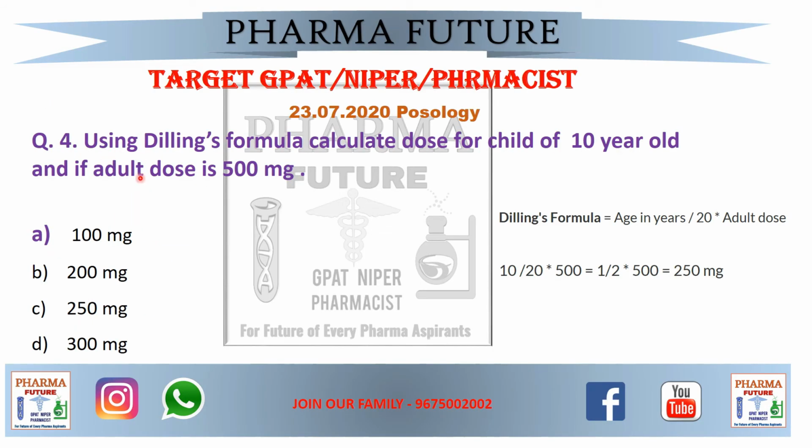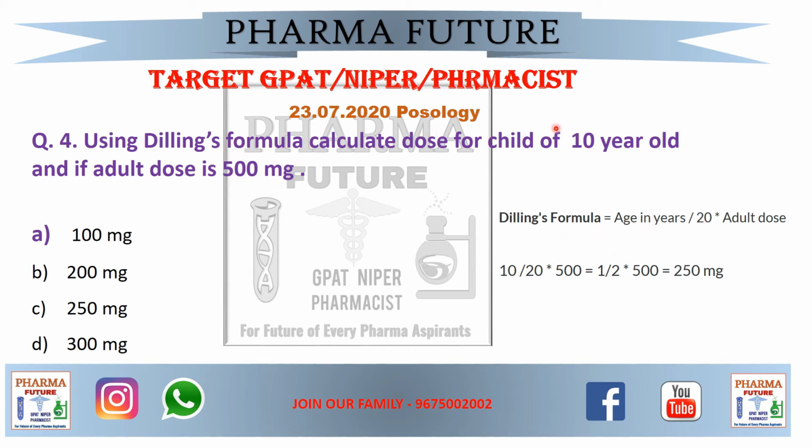Moving to the fourth question, using the Dilling formula calculate the dose for a child of 10 years old if adult dose is 500 mg. Option A 100 mg, option B 200 mg, option C 250 mg, and option D 300 mg. Now we'll see the Dilling formula. Dilling formula is age in year divided by 20 into adult dose. What is the age of the child? That is 10 years. Then what is the adult dose? That is 500 mg. Now we'll put these values in this formula.